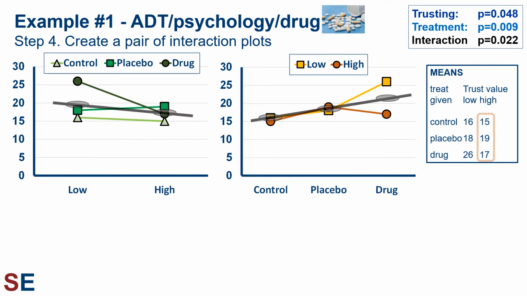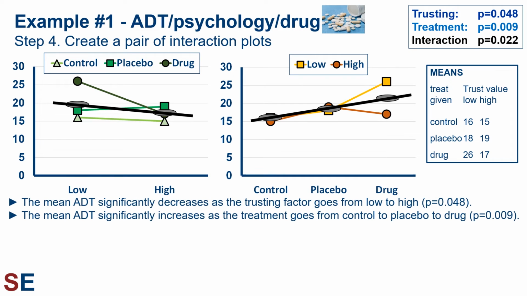To visualize how each factor works separately, we mentally combine the groups and look at the overall pattern like this. From this, and our first two F-test results, we can say that the mean ADT significantly decreases as the trusting factor goes from low to high, p equals 0.048, and the mean ADT significantly increases as the treatment goes from control to placebo to drug, p equals 0.009.